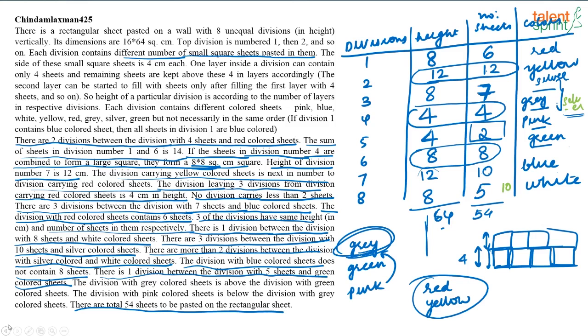So this is what you get as the final arrangement: 1, 8, 6, red; 2, 12, 12, yellow; 3, 8, 7, silver; 4, 4, 4, grey; and 5, 4, 2, pink; 6, 8, 8, green; 7, 12, 10, blue; 8, 8, 5, white.